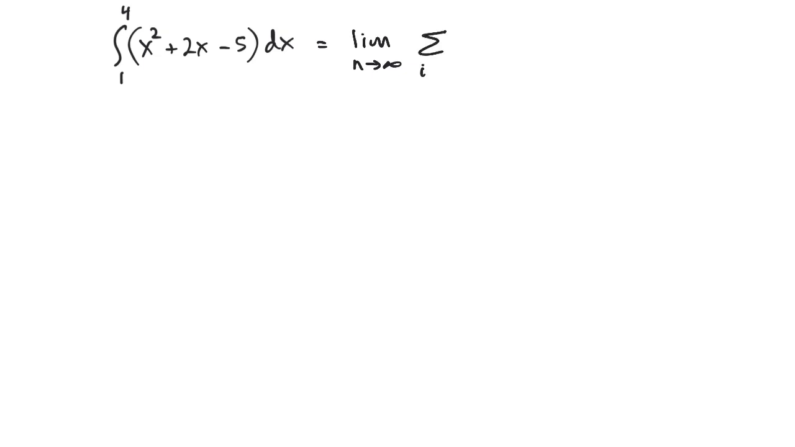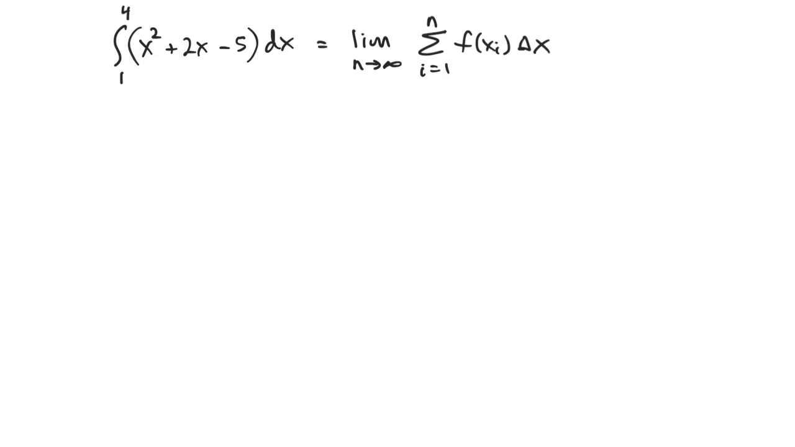So let me write down the original problem here. We want to evaluate the integral of x squared plus 2x minus 5 dx between 1 and 4. And remember, just for notation, whenever you have this integral symbol, we need a dx. So to get started here, this integral is equal to the limit of a Riemann sum, and we'll go f of x sub i delta x.